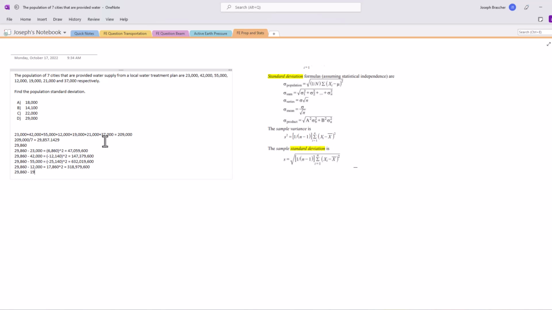We got 19,000 here. For 21,000, square it. And then 37,000 lastly. Okay, we have all our values here. Now we need to sum all these values. That's what this part of the equation is indicating here. Times it by 1 over 7 and then take the square root. So we're almost there.